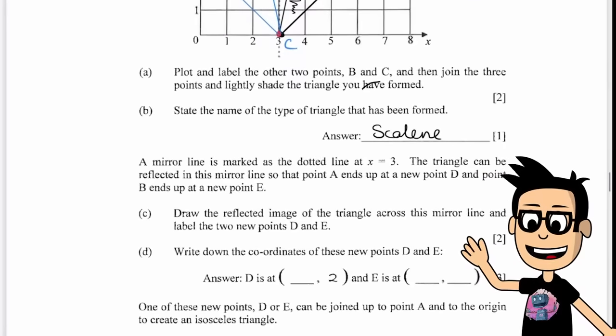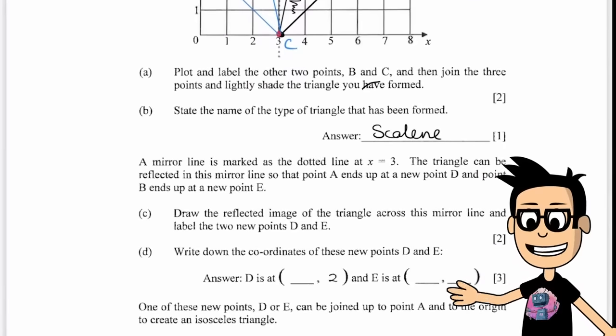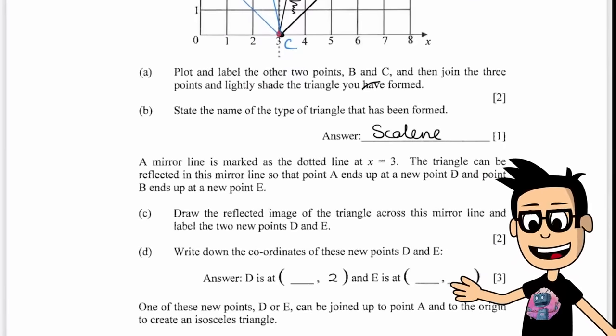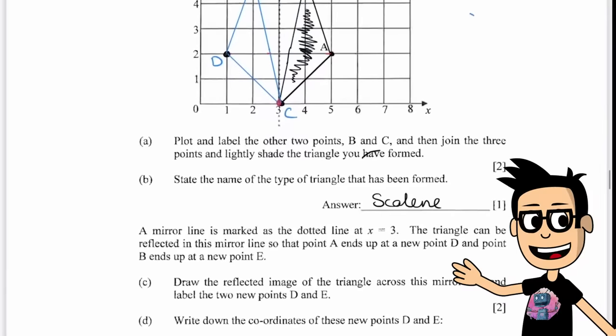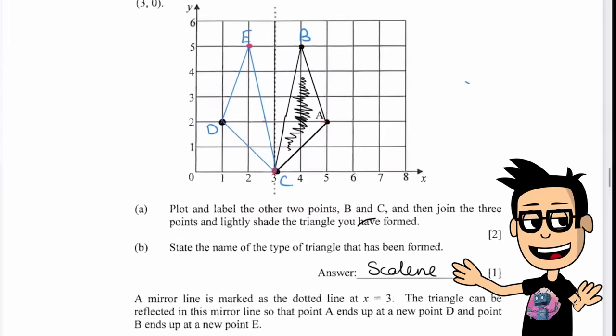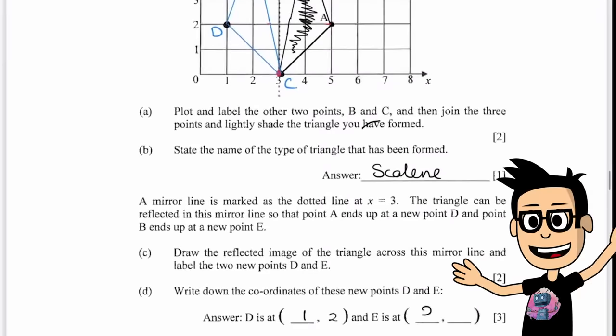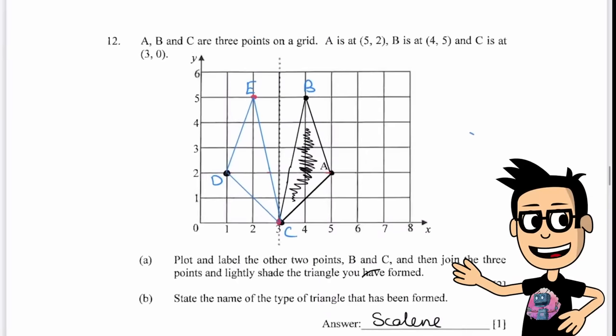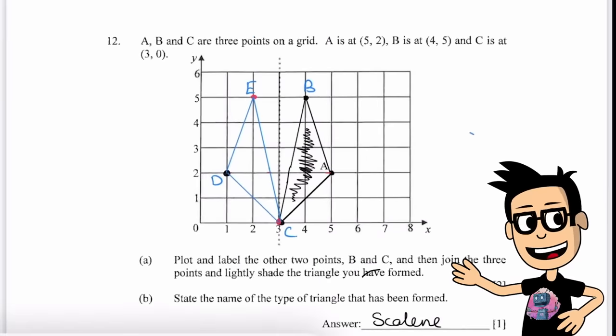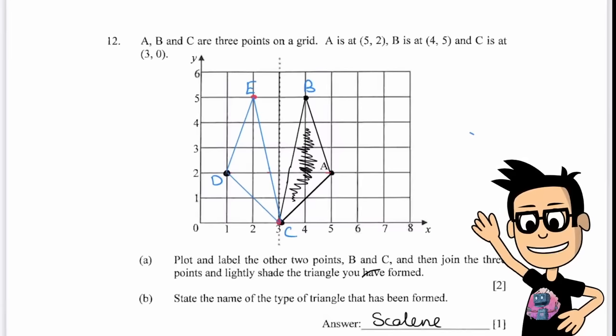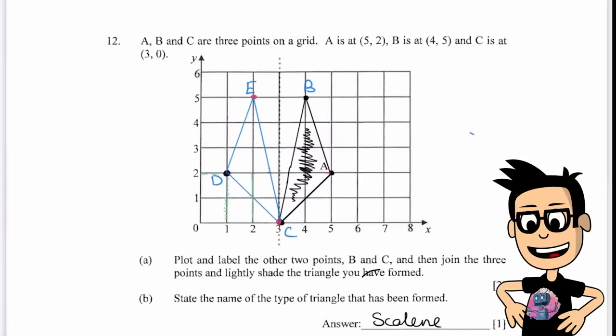So that being said, let's move over to part D, where it states, write down the coordinates of these new points D and E. So again, for D, we know it's going to be 1, 2, and for E, it's going to be 2, 5. So how did I do that? Well, the x-axis always comes first. So again, I'll take green here, and we'll have 1, 2, and then 2, 5. And that's exactly how we calculate the coordinates.